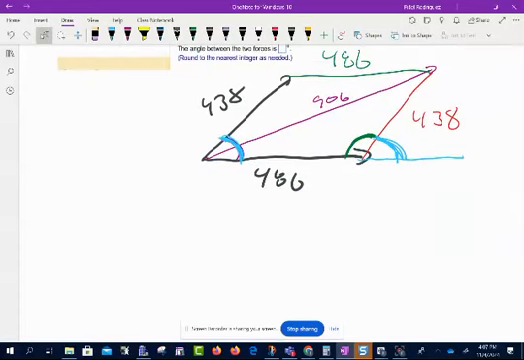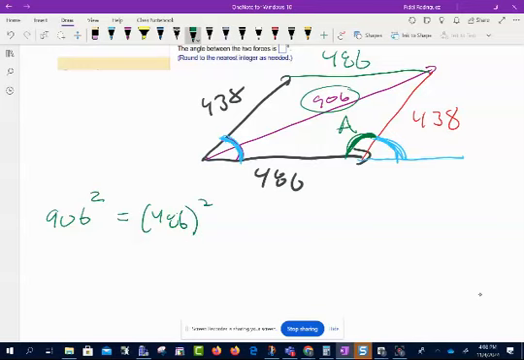So, y'all, I'm going to do this. I'm going to say, look, how about if we call this green angle here angle A. Okay. So, y'all, a couple things that we know. We could do a couple of things just from the law of cosines. We know that the side opposite of that, 906 squared, y'all, would be equal to 486 squared plus 438 squared minus 2 times 486 times 438 times the cosine of, say, angle A.